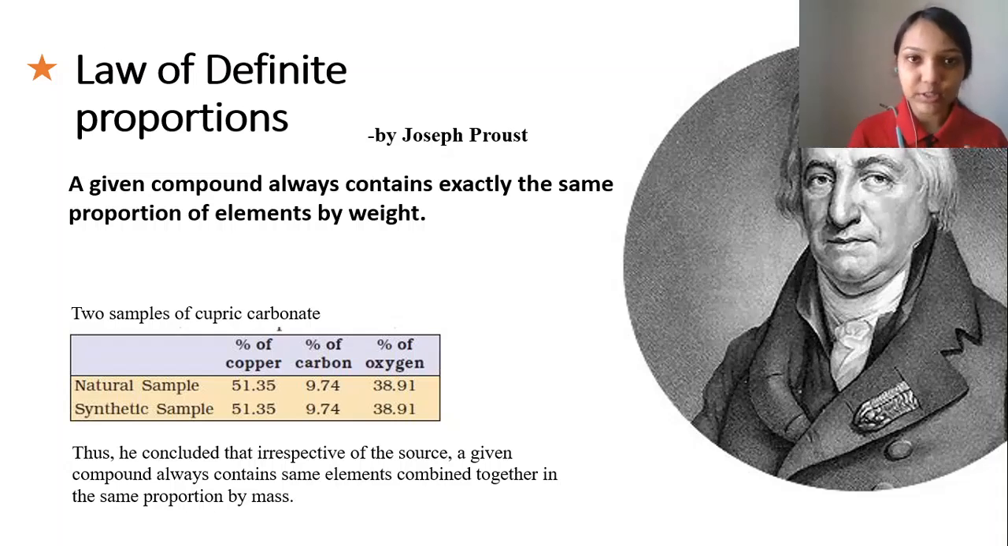So what he did was he took two samples of cupric carbonate, one was the natural sample and one was synthesized. In both the samples, when he compared the percentage of the components, that is percentage of copper, percentage of carbon and percentage of oxygen, both were exactly the same. So he concluded that irrespective of the source, whether it's natural or synthesized, a given compound always contains exactly the same proportion of elements by weight.